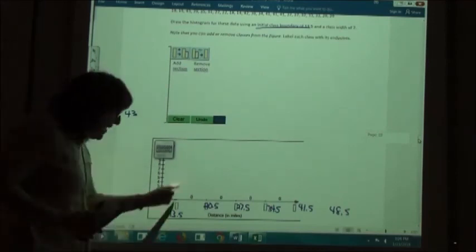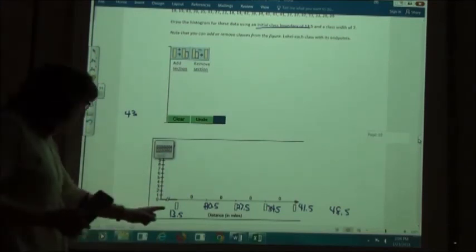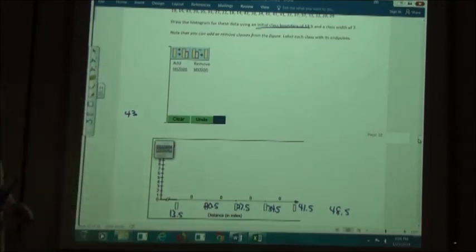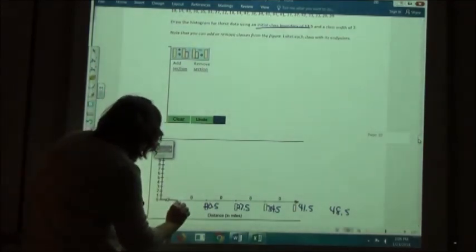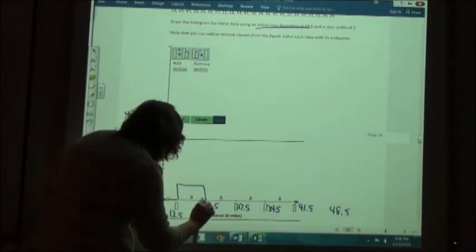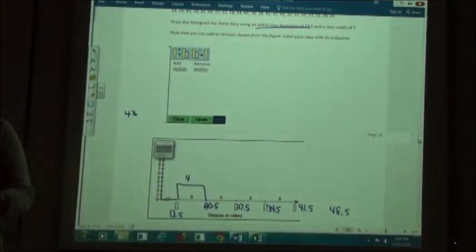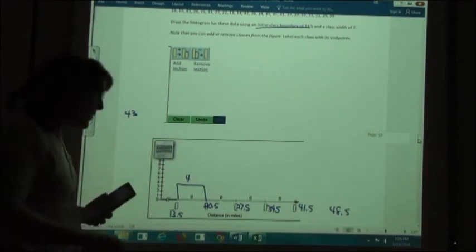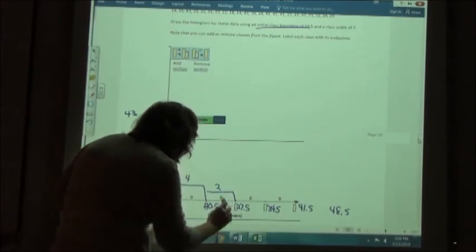You don't even have to do adding, you have to count. How many are in your section? So, in the section from 13.5 to 20.5, how many numbers did you have? 4. I'm going to draw that up to 4. All right. Between 20.5 and 27.5, we had 2. Just 2 in that section, so make that one go up to 2.